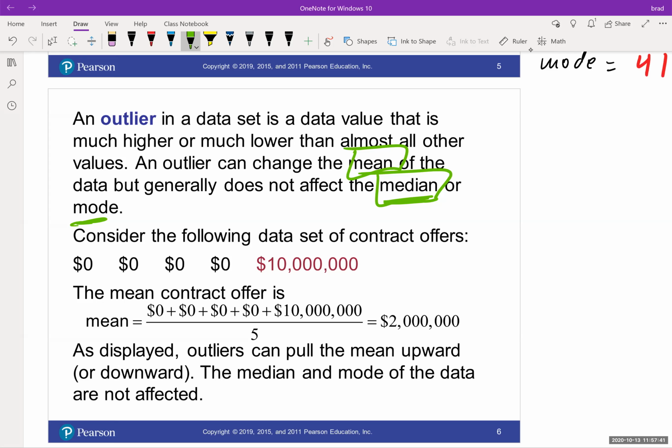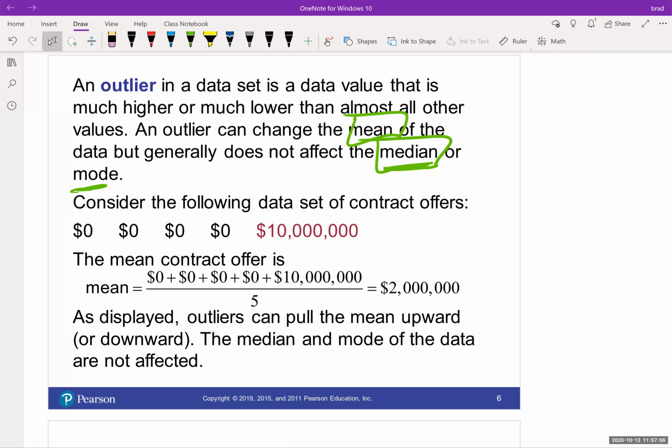Okay, so consider the following data set of contract offers: 0, 0, 0, 0, and what is that? 10 million. So the mean contract offer is 2 million. Okay, that's a big problem, because as displayed, the outliers can pull the mean upward or downward.